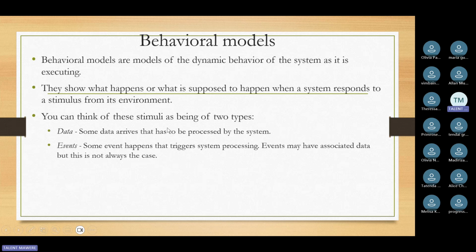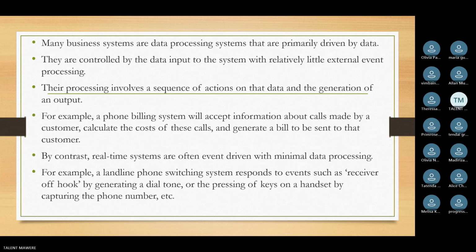You can think of the stimuli that stimulate the change as one of the following. It can be data. Some data arrives that has to be processed by the system, or it can be events. Some events happen that trigger system processing. Events may have associated data, but this is not always the case. So most business systems are often driven by data, not necessarily events, but some actions are driven by events.